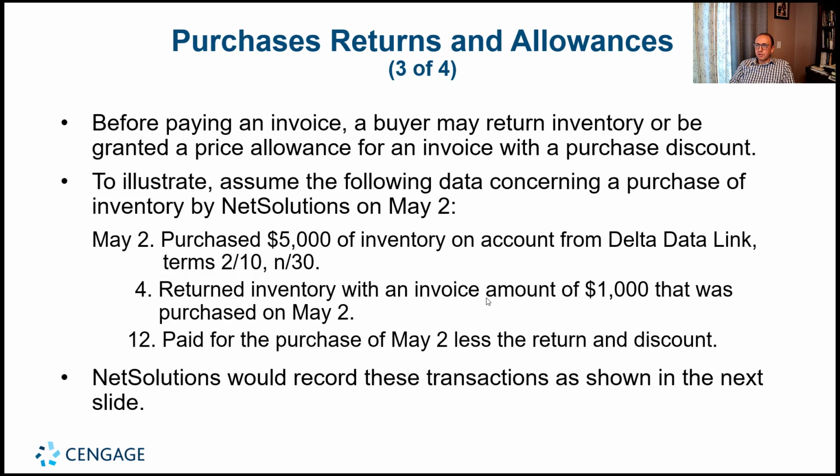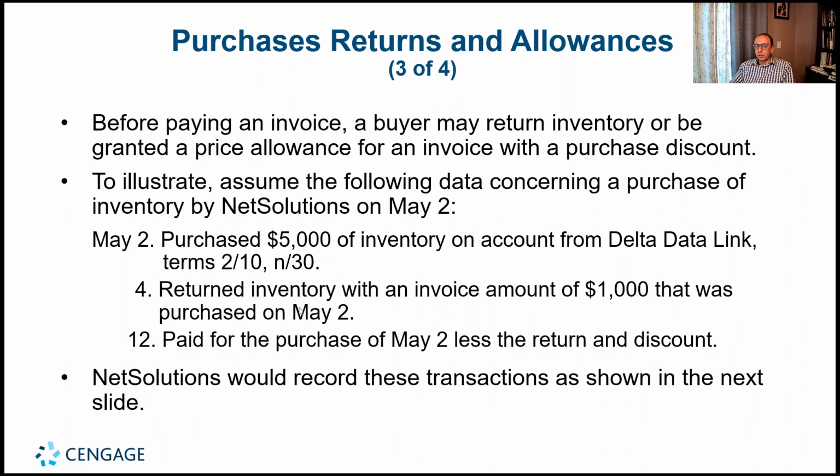Before paying an invoice, a buyer may return inventory or be granted a price allowance for an invoice with a purchase discount. To see an example, assume the following data concerning a purchase of inventory by Net Solutions on May 2nd. They purchased $5,000 of inventory on account from Delta Data Link. The terms are 2/10, net 30, and I hope by now you understand it's a 2% discount if we pay within 10 days, and the limit to pay is 30 days.